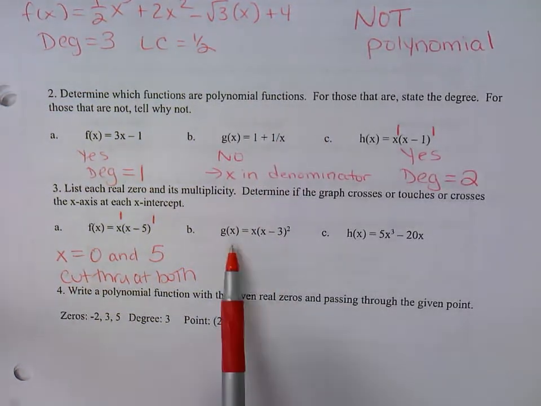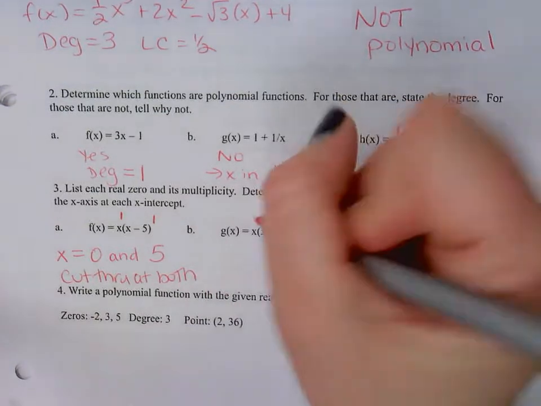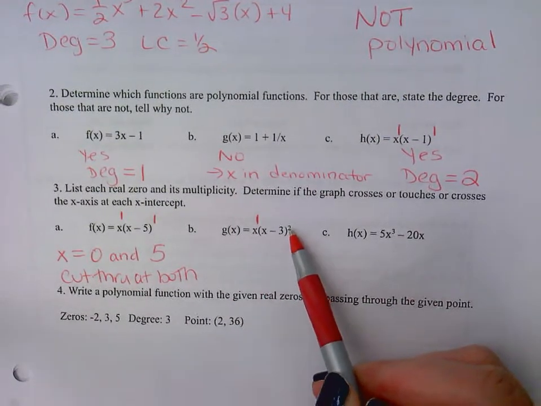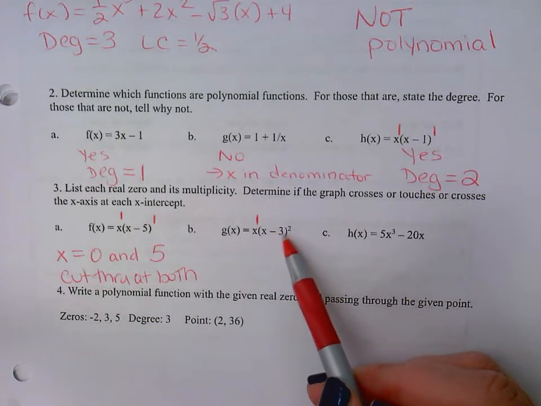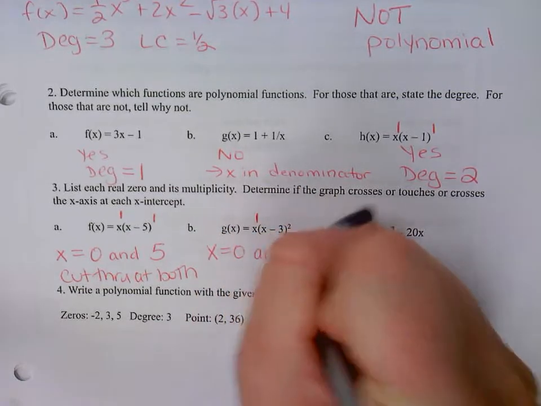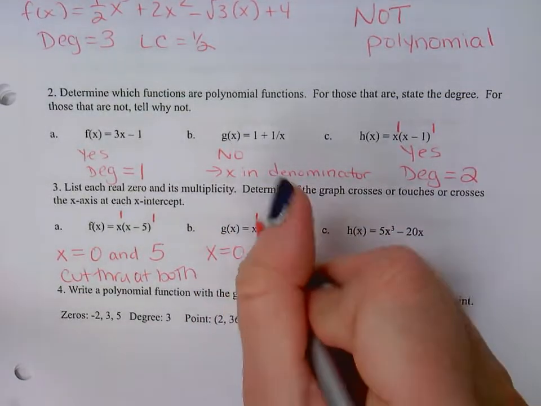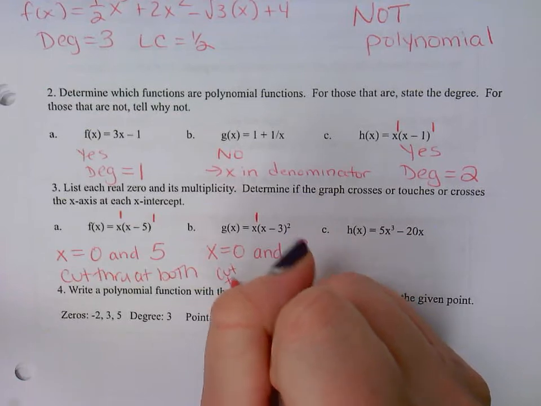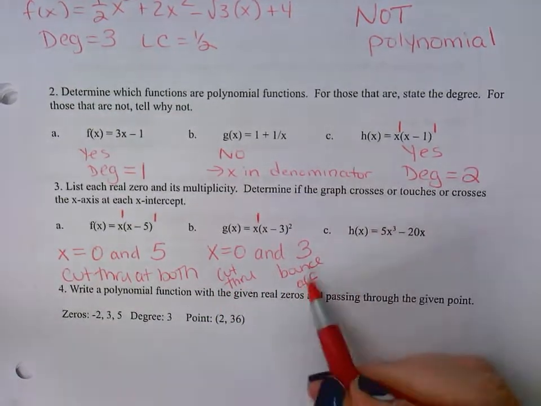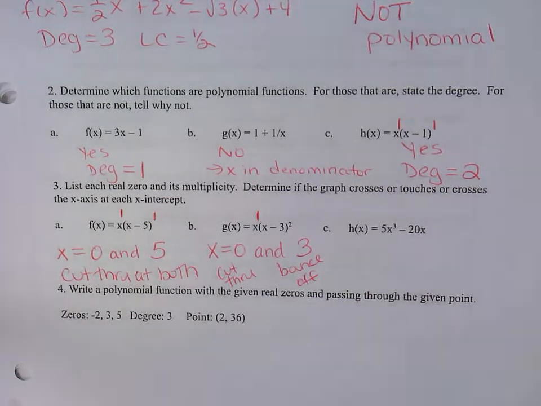So part B, this time I have a multiplicity of 1, but x minus 3 has a multiplicity of 2. So something different is going to happen at this x-intercept. So my x values are 0 and positive 3, but it's going to cut through at 0 and it's going to bounce off at 3. And so if I show you the difference in what that graph looks like, x times x minus 3 squared.